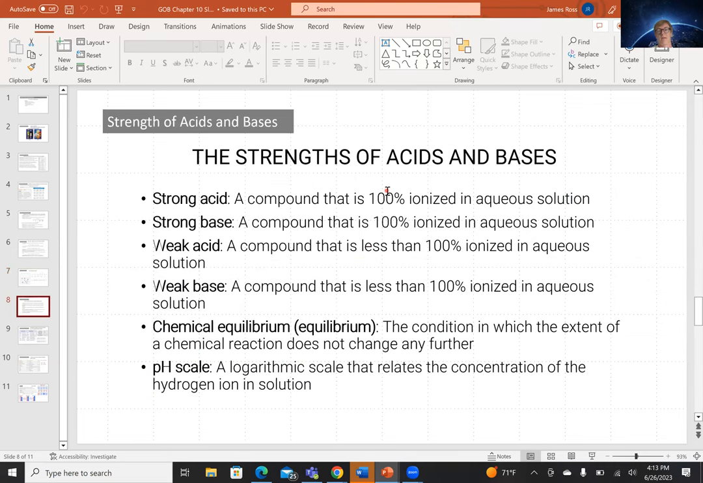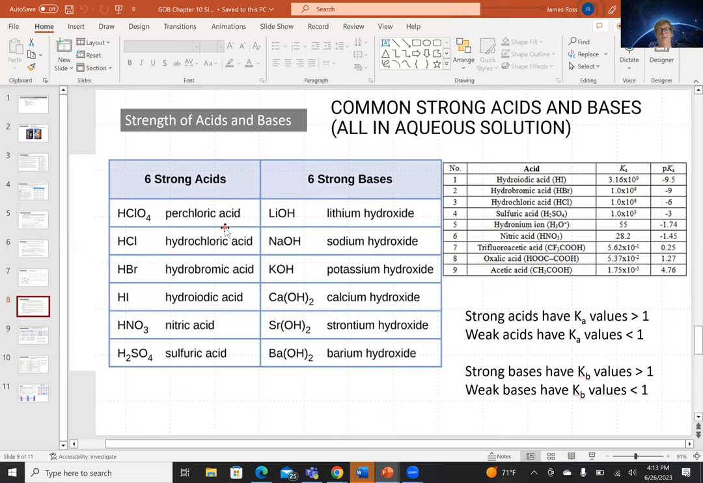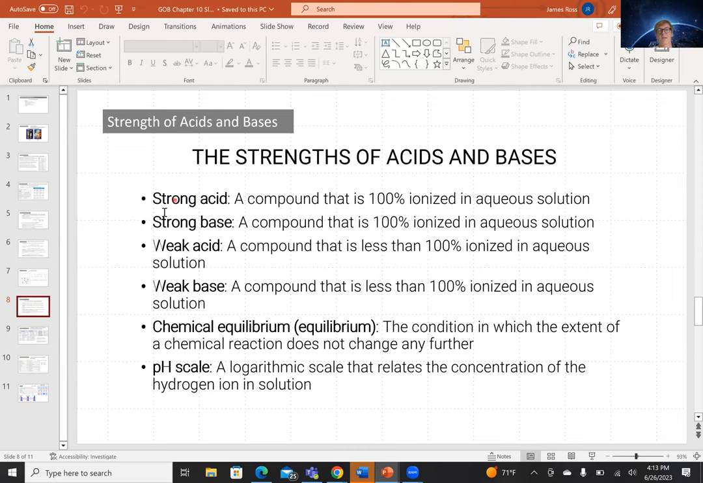The strengths of acids and bases. Essentially, if you want to look at acids and bases, let's see if I have it on the other slide. Yes, I do. A strong acid, strong just means completely dissociates. So if you have 100% ionic dissociation to give free ions, that's a strong acid. Likewise, a strong base completely dissociates. Weak acids and bases partially dissociate, so anything less than 100%.